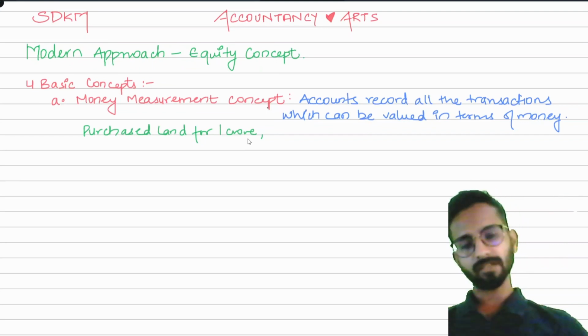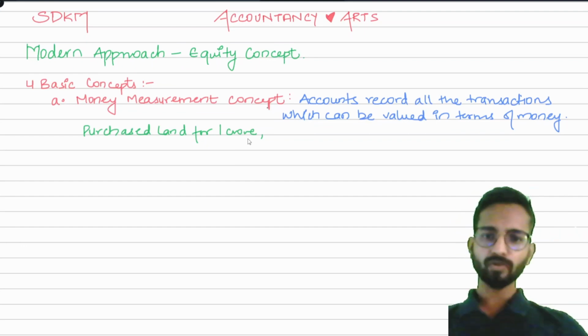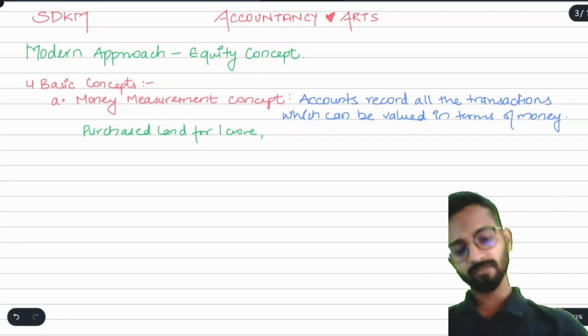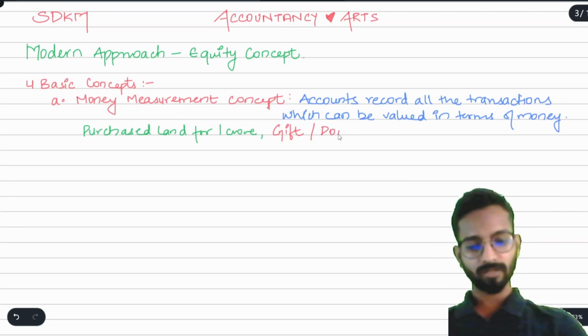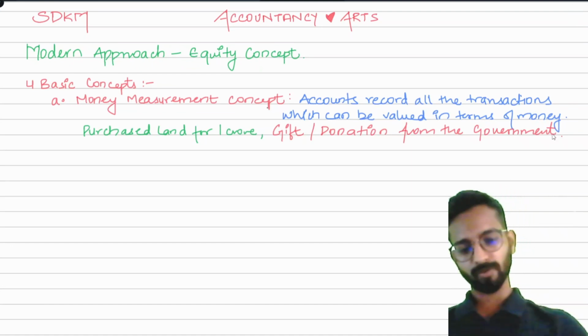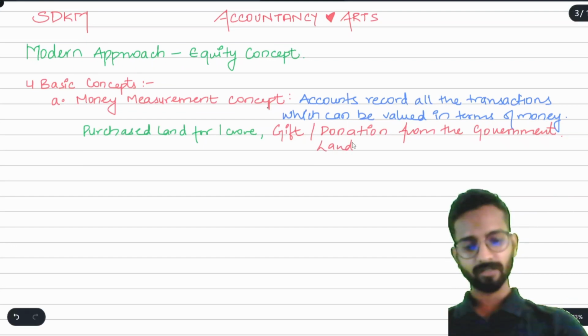As soon as I say this, a student asks me, sir, if we purchase a land, then we can write it for sure because you can calculate it in terms of money. What if we receive a gift, or what if we receive a donation from the government? What will happen then? See, suppose you receive a land as a donation from the government.